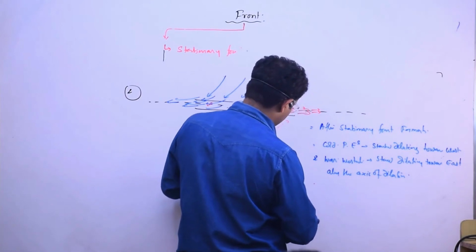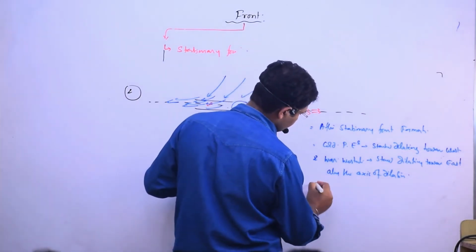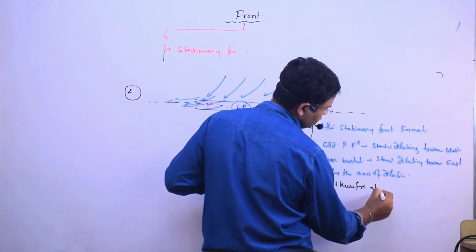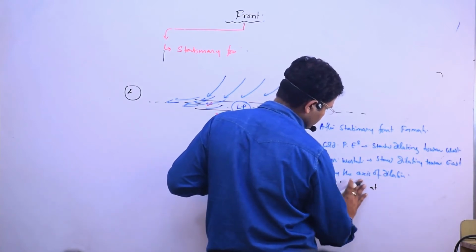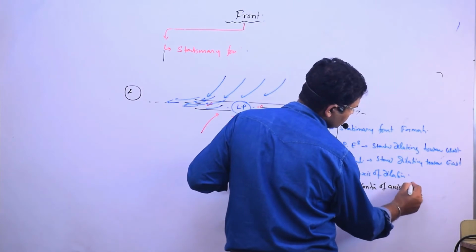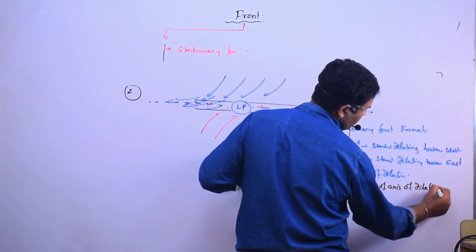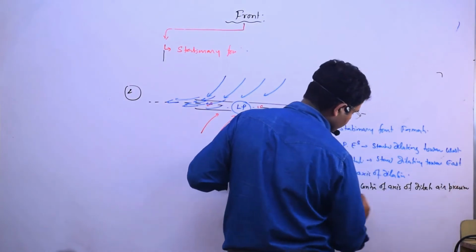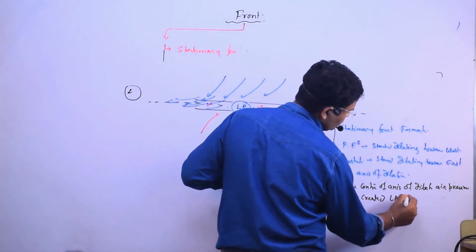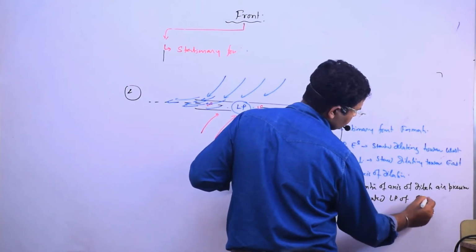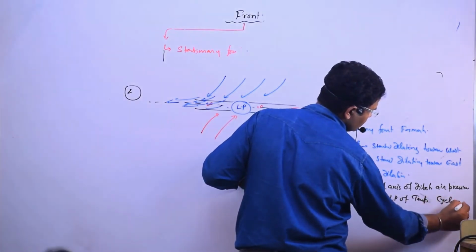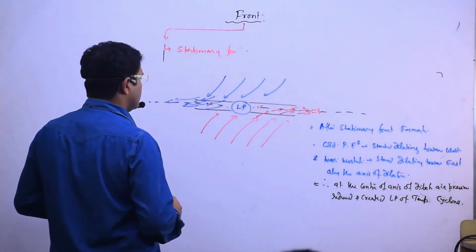Therefore, what happened? At the center of axis of dilation, air pressure reduced and created low pressure of the cyclone, low pressure of the temperate cyclone.